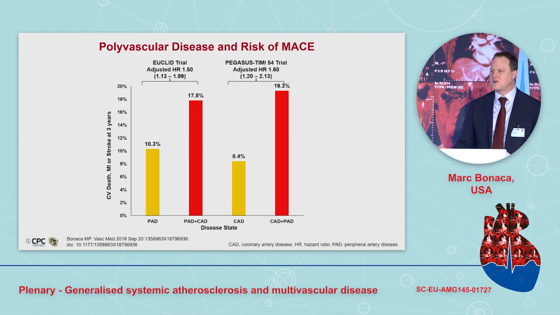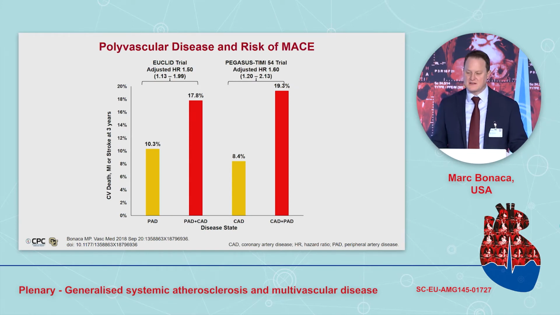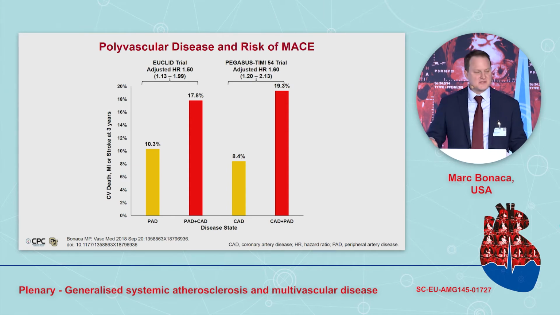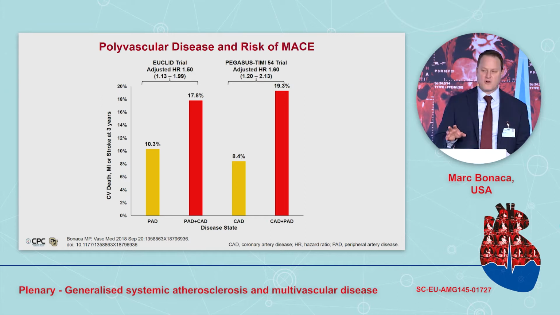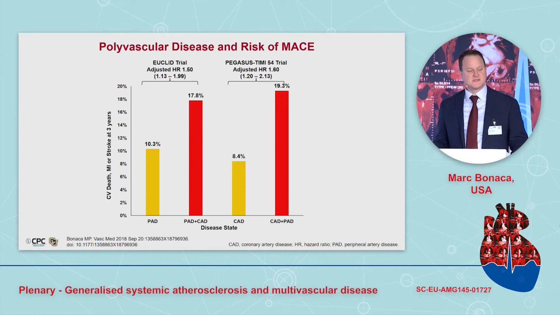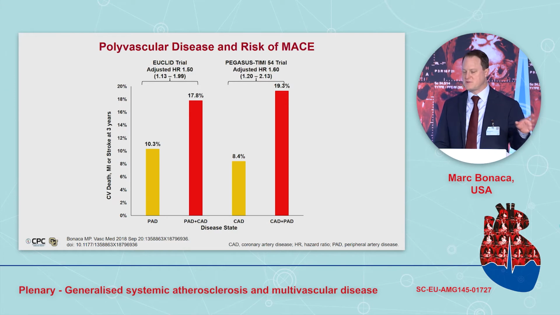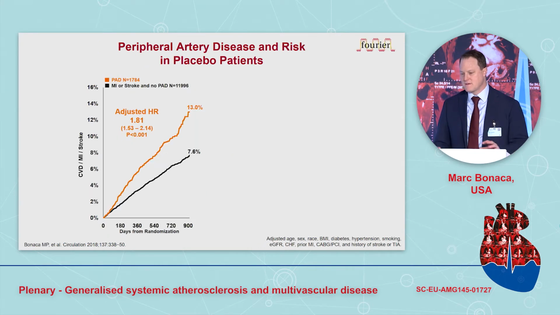Now, this is more of a trialist game on this slide, and it really goes to show you how consistent this finding is. On the left side of the slide is the EUCLID trial. That's a peripheral artery disease trial. And if you add concomitant coronary disease, there's a 50% excess in risk. And on the right, there's Pegasus TIMI 54. That's a coronary trial. And if you add PAD, you get the exact same thing. So this is reproducible in registries, in randomized trials, whether or not you're looking at a peripheral artery disease patient or a coronary patient. And this explains some of what we see in other studies.